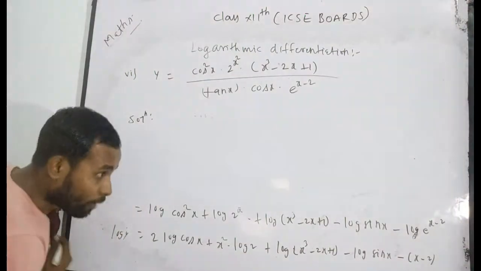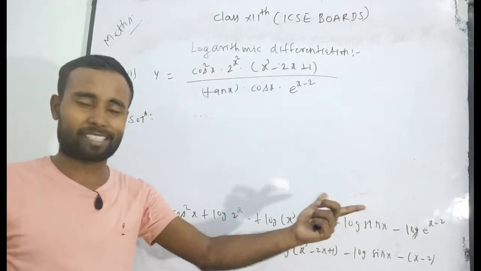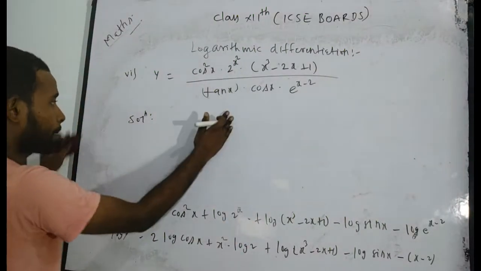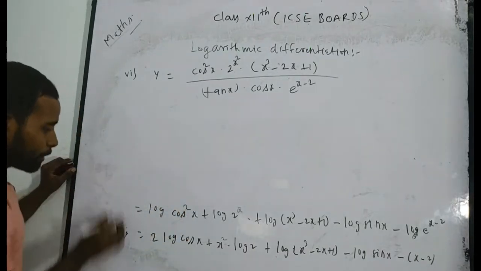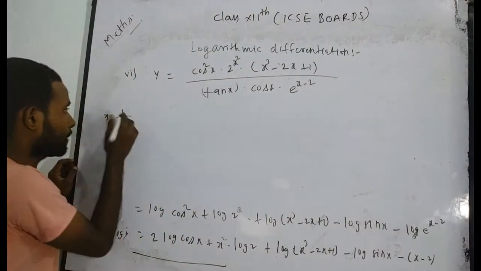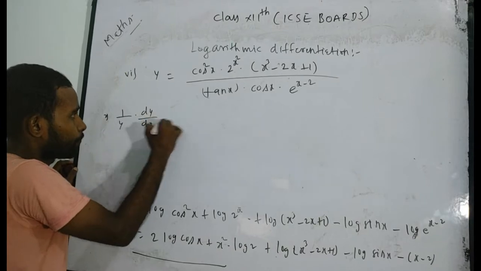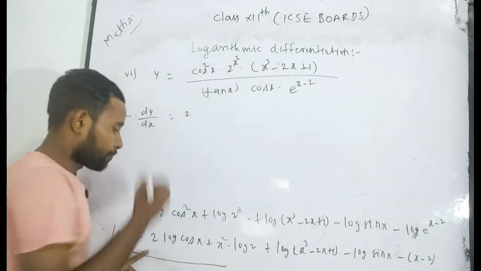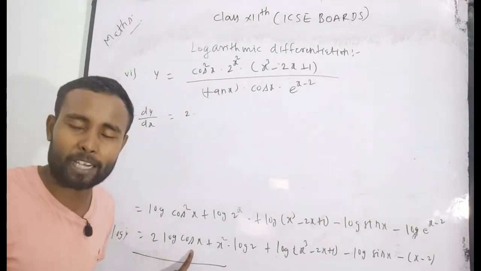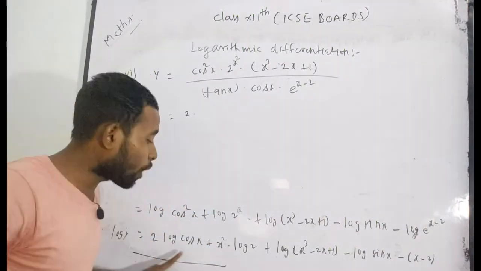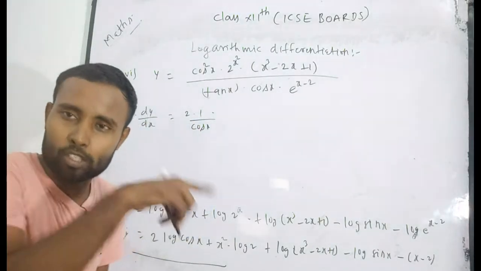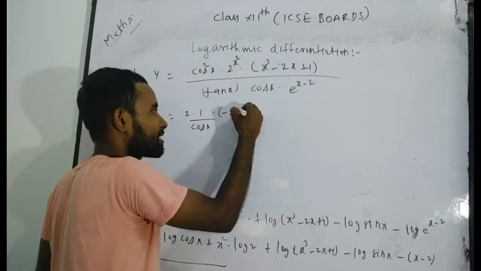Now differentiating on both sides with respect to x. There is not enough space, so I will write every step. Sometimes you have to understand by your intuition. If you differentiate this term, thereafter you will get 1 upon y dy/dx, which will be 2 times the derivative of log cos x with respect to x. Firstly you have to differentiate log cos x with respect to cos x. In that case you will get 1 upon cos x. Again you have to differentiate cos x with respect to x. In that case you will get minus sin x.